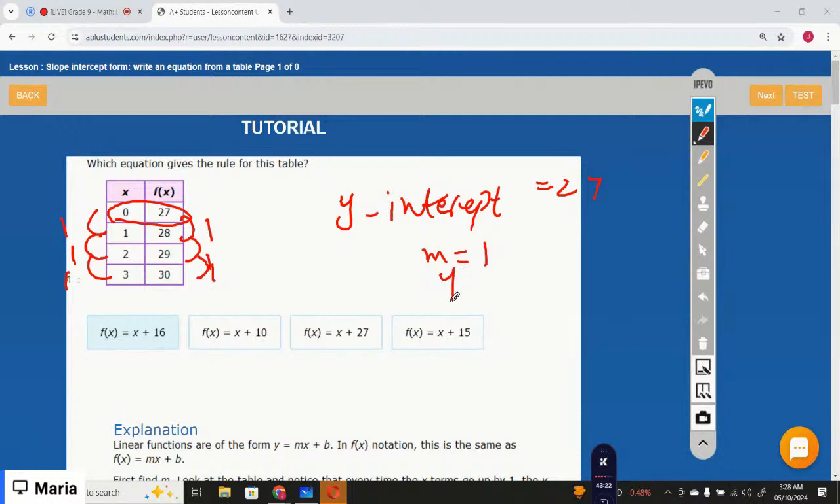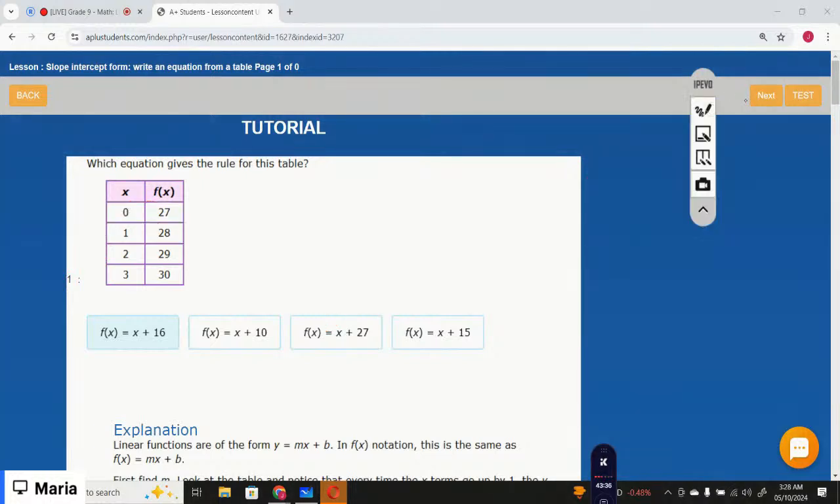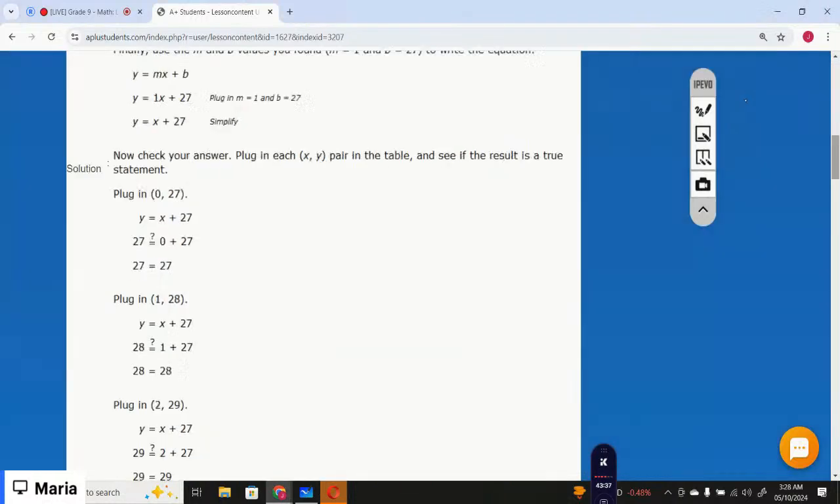So the equation is y equals mx plus b. So the correct option is f of x equals x plus 27. Got it? Okay, let's just start with the test questions.